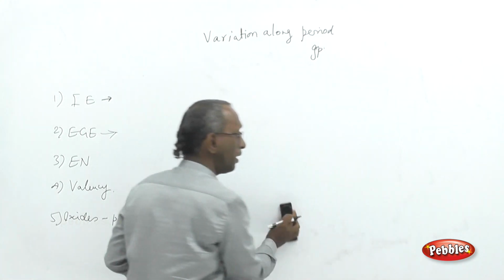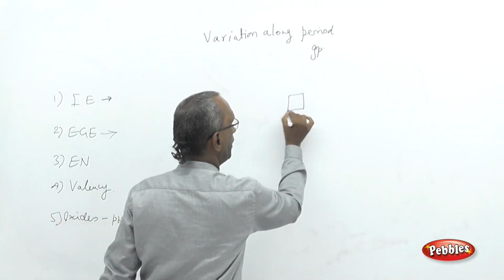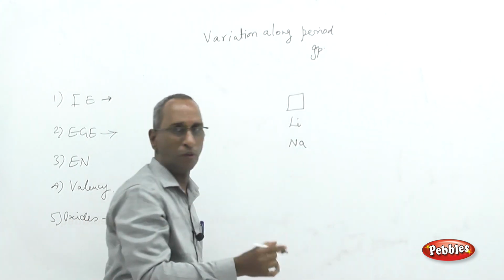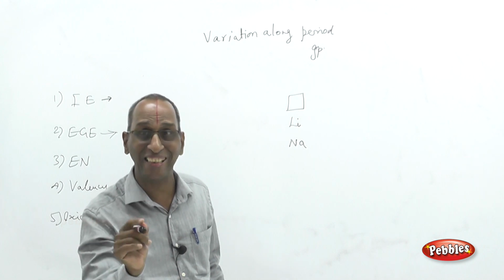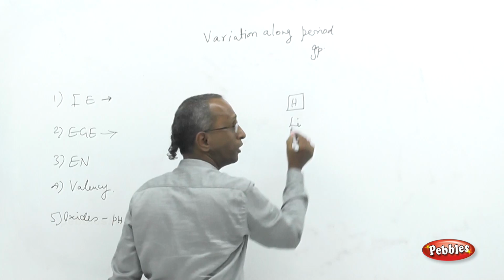Cannot be easily removed. What is meant by s electron? Everywhere in the periodic table, from lithium we will start. Ionization energy is lowest for first group metals, not for hydrogen. Hydrogen is the first group element.